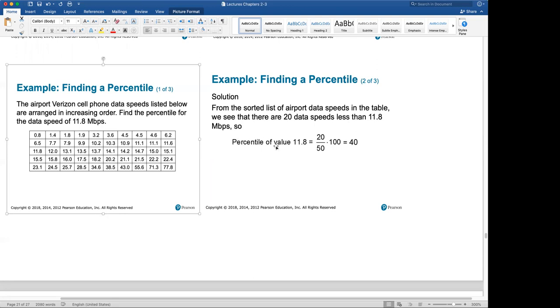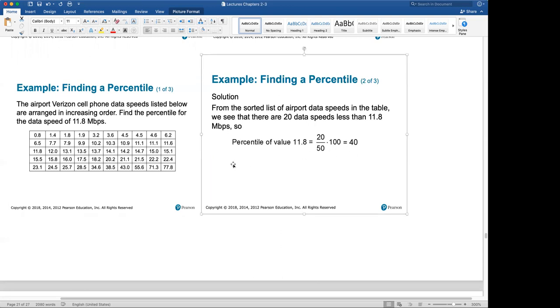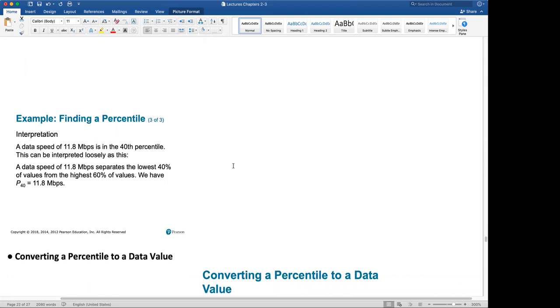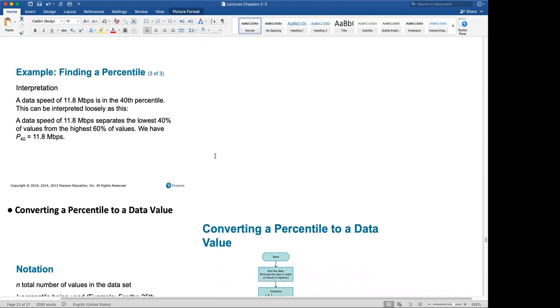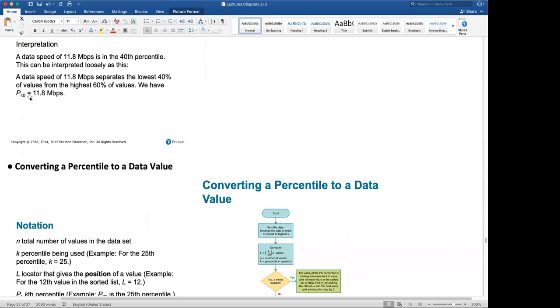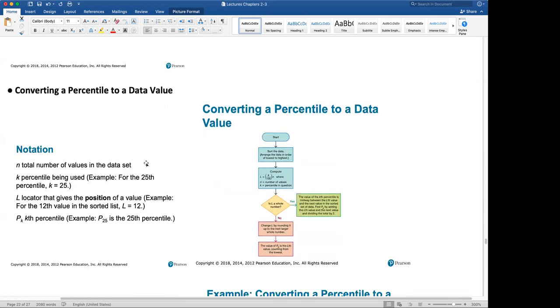So the percentile of the value 11.8 is 20 over 50, since there are 50 data values, right? Times 100, which is 40. So P sub 40 is the percentile of the value 11.8. Now you see P sub 40 equals 11.8, right? And then converting a percentile to a data value. This is backward. Percentile is given, and we want to find the data value corresponding to that percentile. This is a little bit tricky.